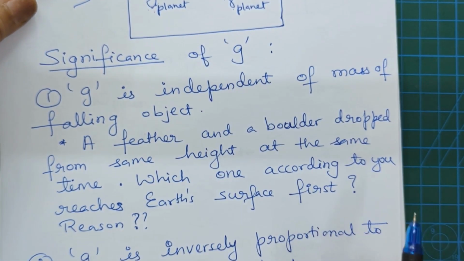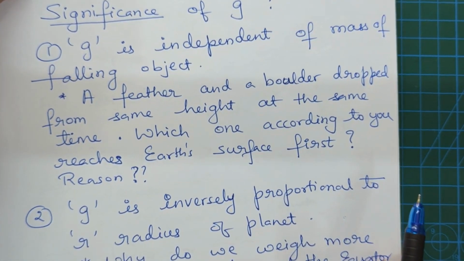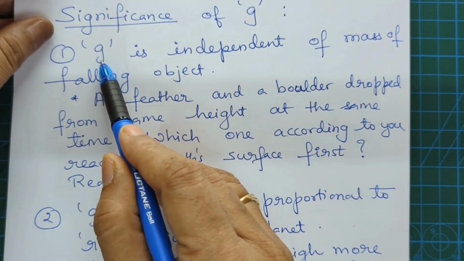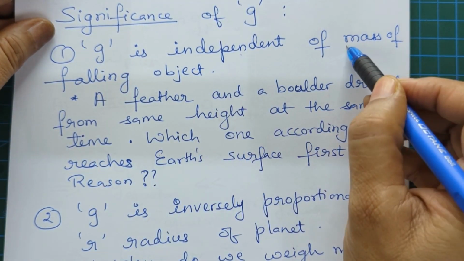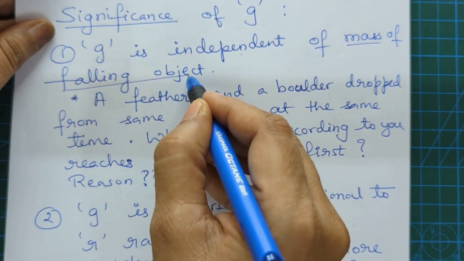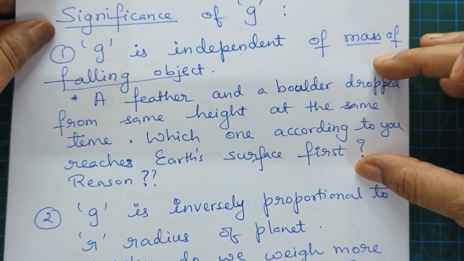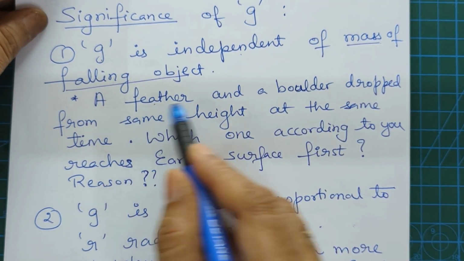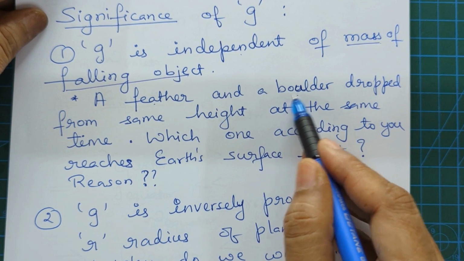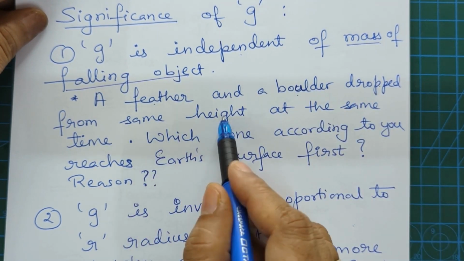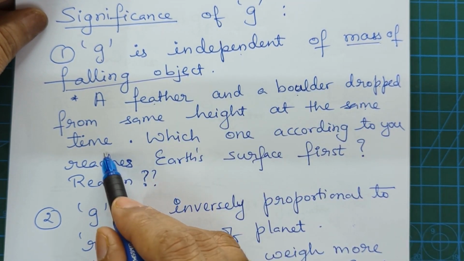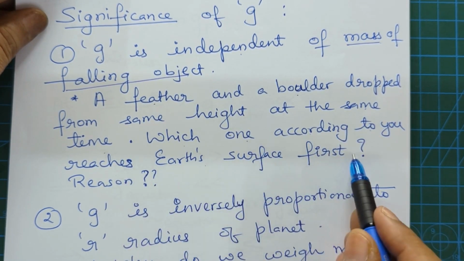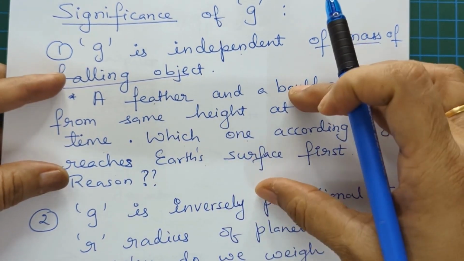So what is the significance of g? Why are we learning about g? The significance of g is that acceleration due to gravity is independent of the mass of the falling body. And this is a question that is given many times as a reasoning question. The question is, a feather and a big boulder are dropped from the same height at the same time. Which one, according to you, reaches the Earth's surface first? Reason out. I'll tell you a reason here.